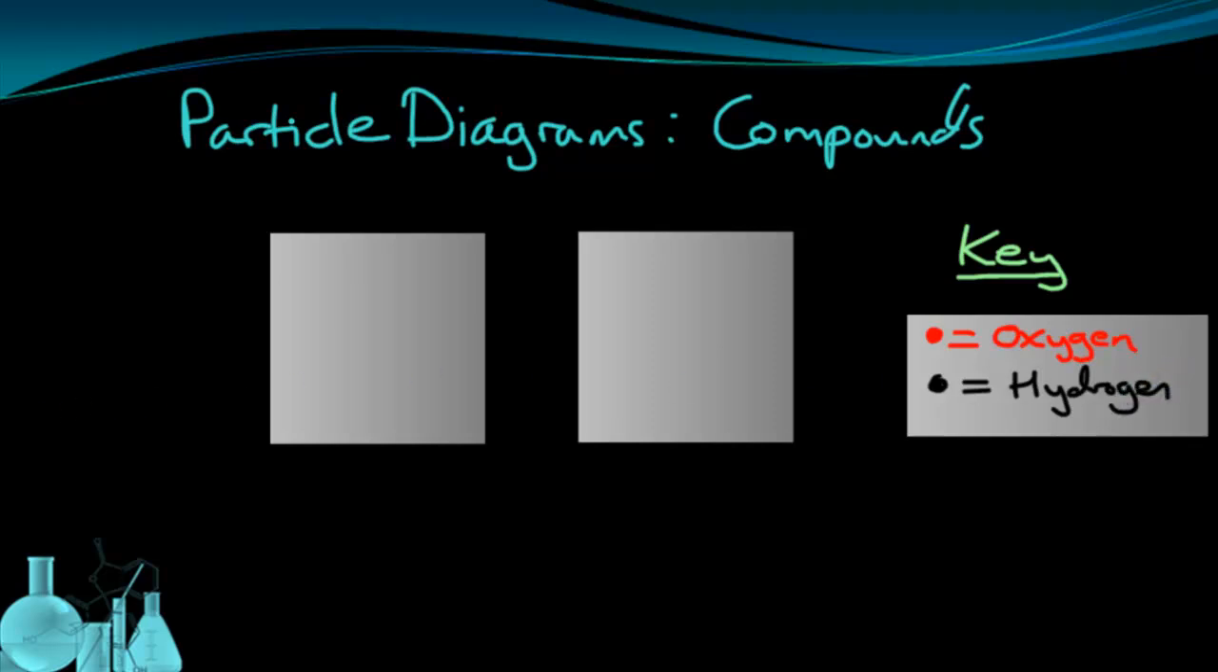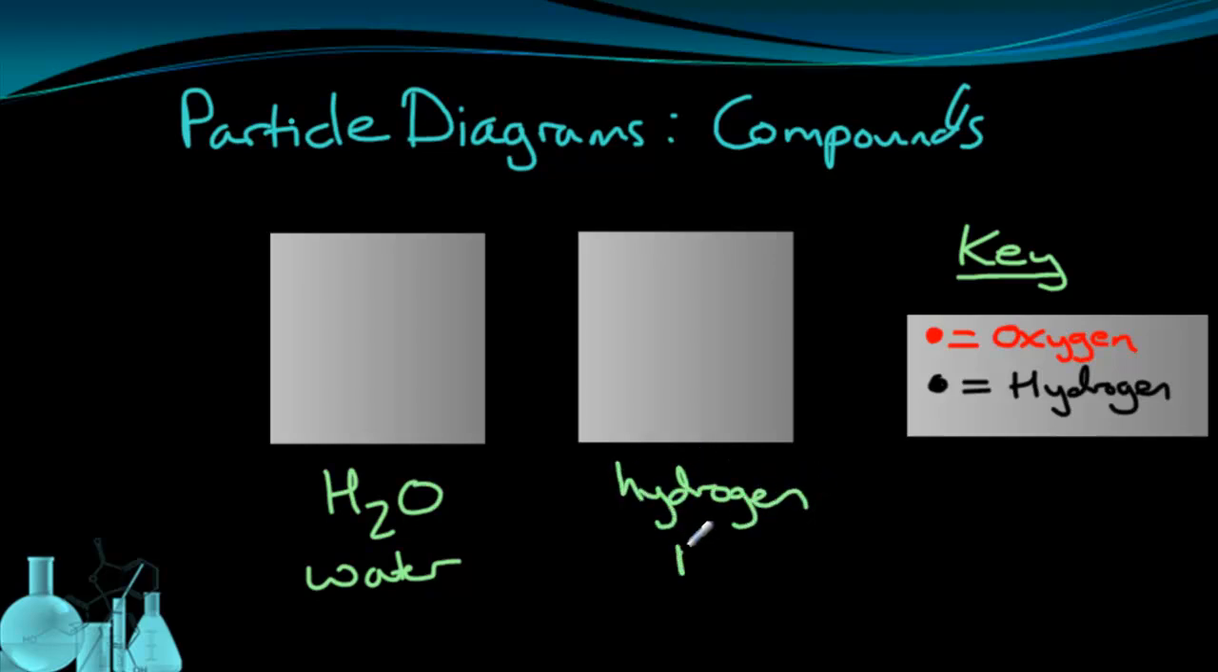And I'm going to look at two compounds here, and we're going to talk about some differences between them. In the first box on the left, I'm going to have the compound H2O, water. And in the second box, I'm going to have something called hydrogen peroxide. Now you may be familiar with this. Hydrogen peroxide will bleach your hair, but it's also very reactive. It's used as a disinfectant and sometimes a propellant for rockets.